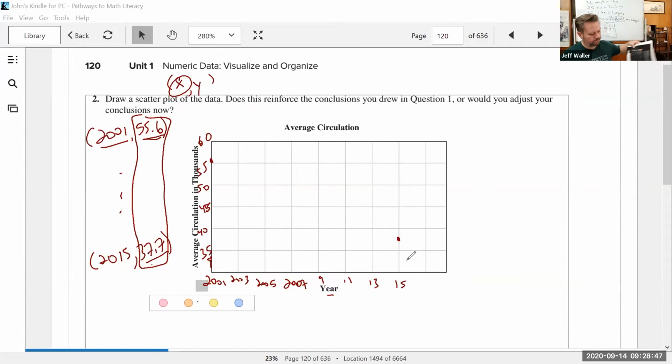In fact, let's see. Might as well do it. 55.6. Let me see. 55.2 for 2003. That barely changed. 53.3. Yeah, and this is going to be 52 and a half here, right? So 53.3, it'll be about right there. 50.7 is just above there. 45.7 is going to be about right there. 43.4 is going to be about right there.